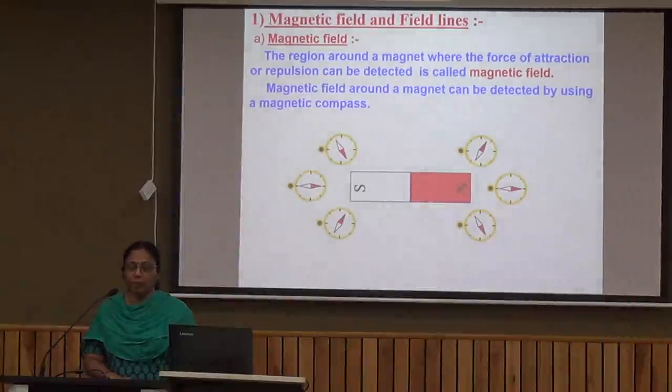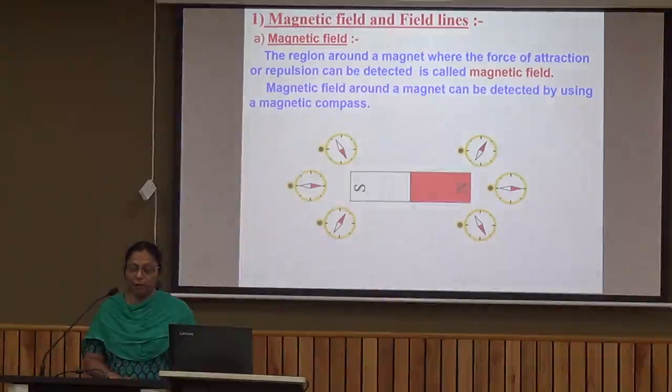The first part: magnetic field and field lines. What is a magnetic field? The region around a magnet where the force of attraction or repulsion of a magnet can be detected is called a magnetic field.